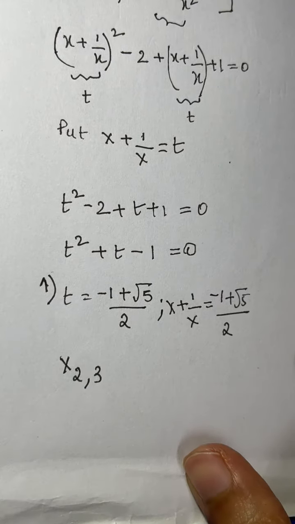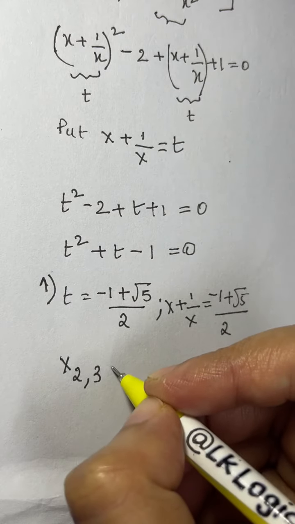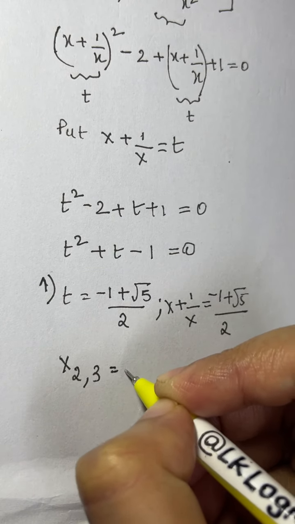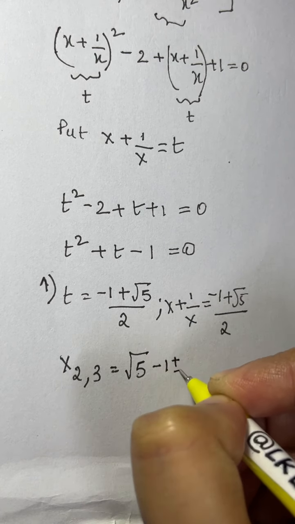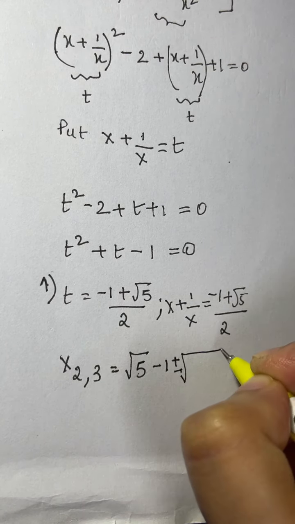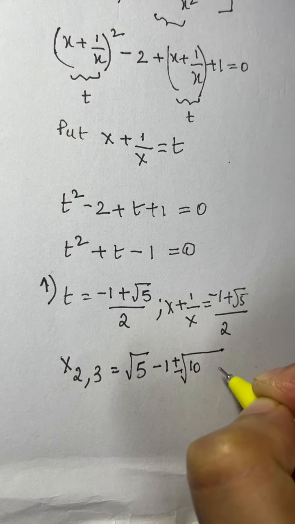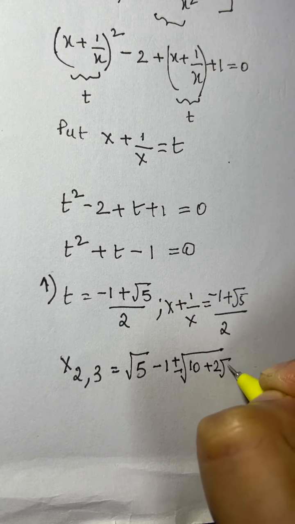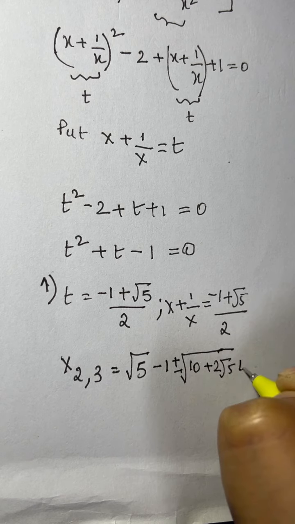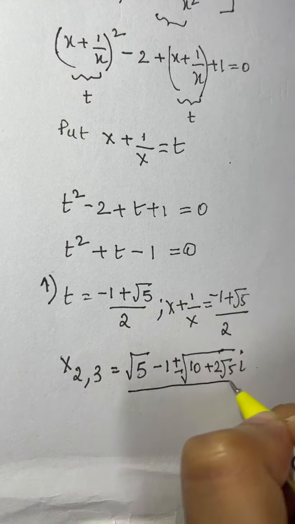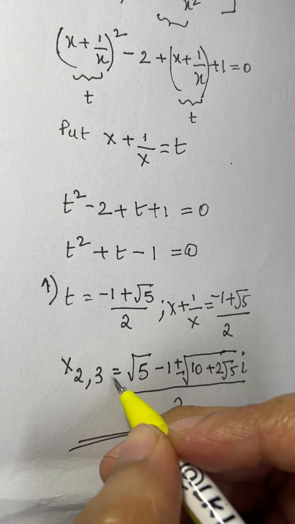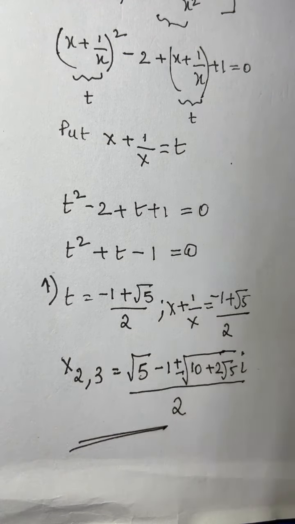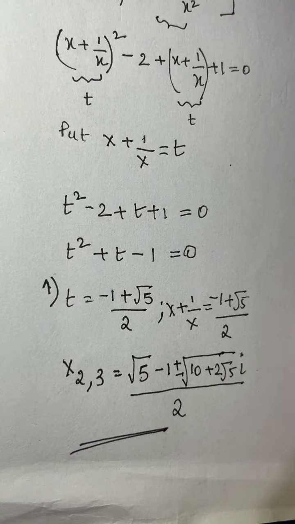The second and third values of x are equal to, I'm going to write down the answer, you can solve it by yourself: square root of 5 minus 1 plus or minus under root of 10 plus 2 root 5 i, over 2. So you will get the other two values of x. Now what about the two more values of x? So there's a case 2.